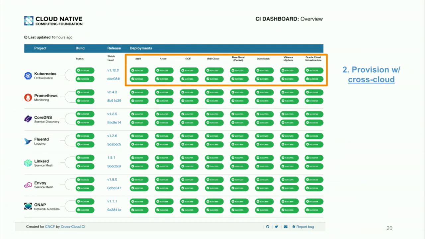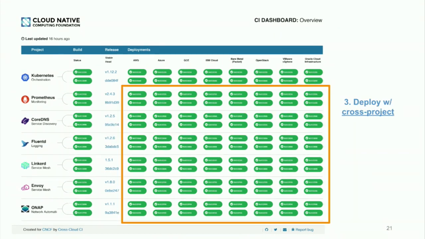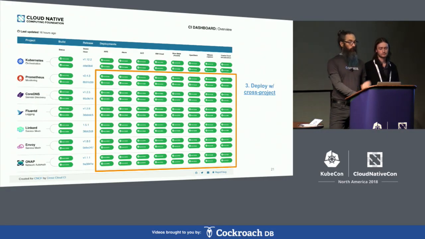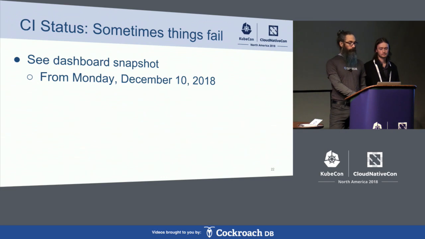So we end up with 2 clusters for each, the master and release, across all 8 providers. And then once we have those clusters up, we can deploy the projects. And those go up, and we can run whatever tests. Ideally, those are integration tests, which is a goal for us.